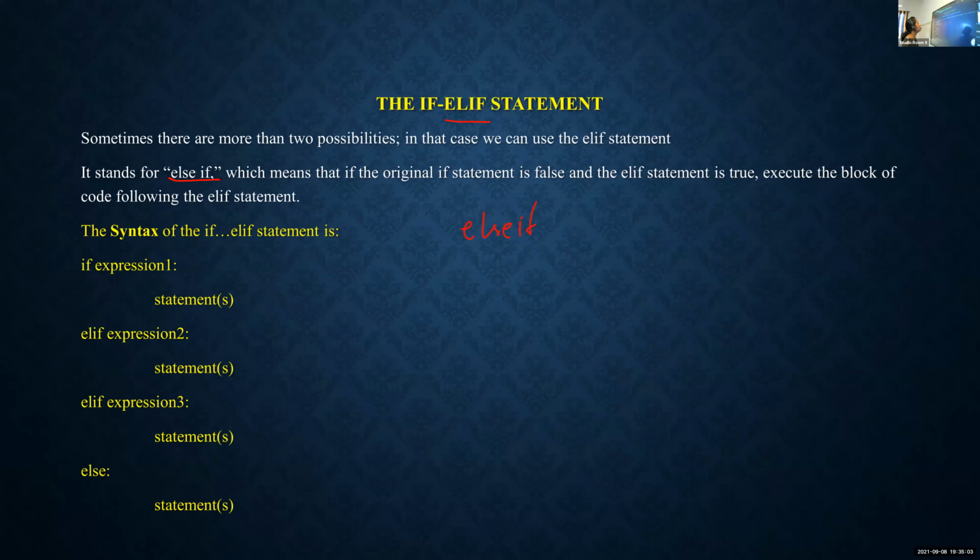But sometimes there are more than two possibilities. In that case, we can use the elif statement. It stands for else if, which means that if the original if statement is false and the elif statement is true, execute the block of code following the elif statement.